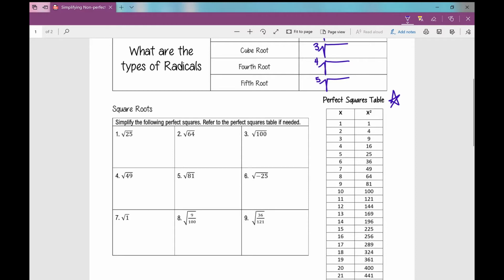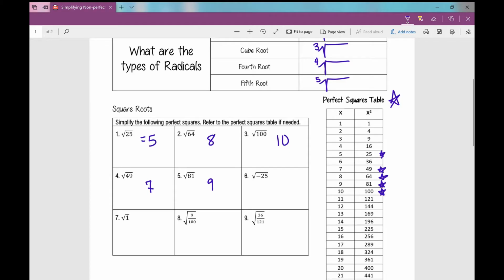So the square root of 25 is right here. It's 5. The square root of 64 is 8. The square root of 100 is 10. The square root of 49 is 7. The square root of 81 is 9. The square root of negative 25, well, wait a second.